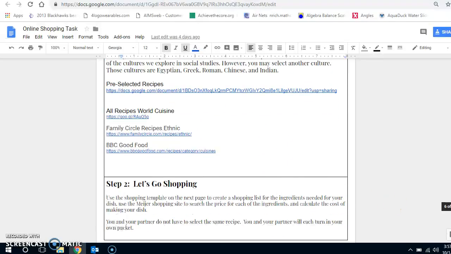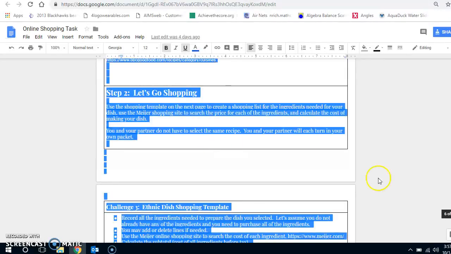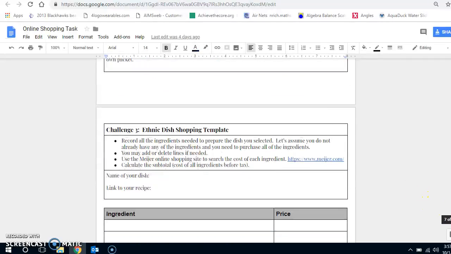Step 2, let's go shopping. Use the shopping template on the next page to create a shopping list for the ingredients needed for your dish. Use the Meijer shopping site to search the price for each of the ingredients and calculate the cost of making your dish. You and your partner do not have to select the same recipe, however you may. You and your partner will each turn in your own packet.